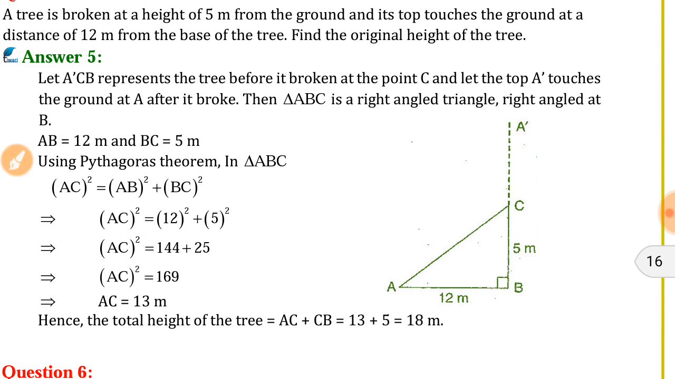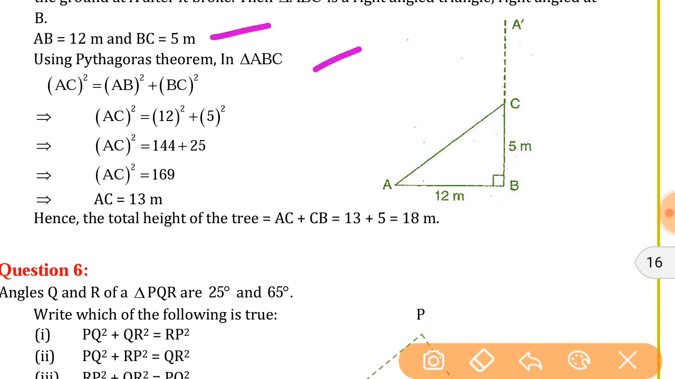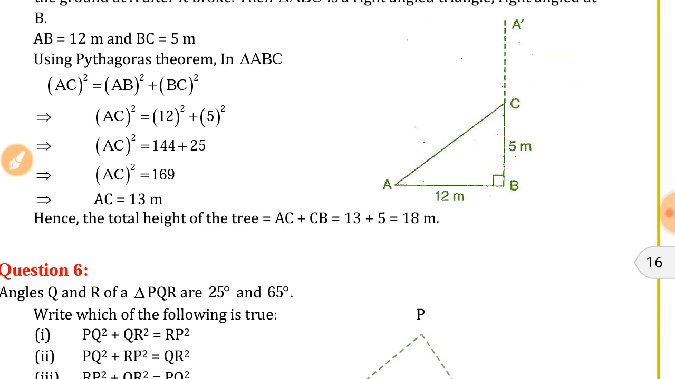First, AB is 12, BC is 5. Using Pythagoras theorem, AC square is equal to BC square plus AB square. Then AC square is equal to 12 square plus 5 square. 12 square is 144 and 5 square is 25. Add it, 169. It is nothing but 13 square. So AC is 13. So thus this is 13, means total 13 plus 5 is 18 centimeter.